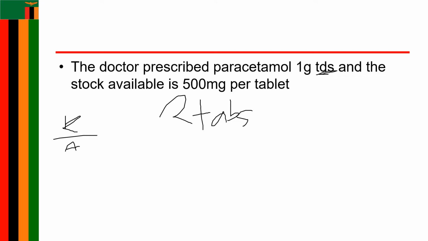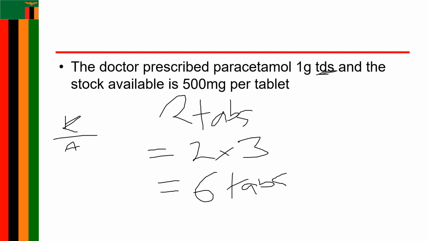Now, looking at this information and what the question is asking, it means the calculation is not complete. The question is saying TDS, meaning 3 times a day. So you continue with 2 tabs multiplied by 3, to find out how many of these the patient is going to be taking in a day. That gives you 6, meaning 6 tabs in 24 hours, because we've been told TDS.